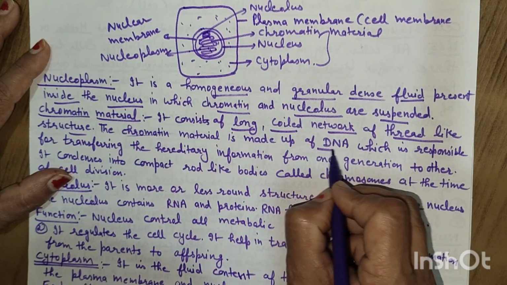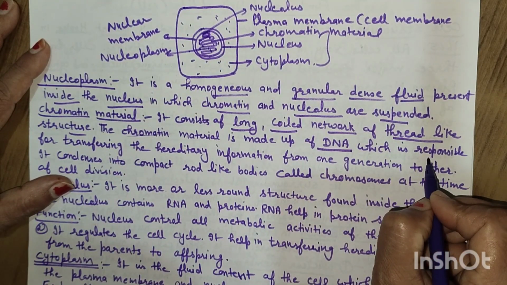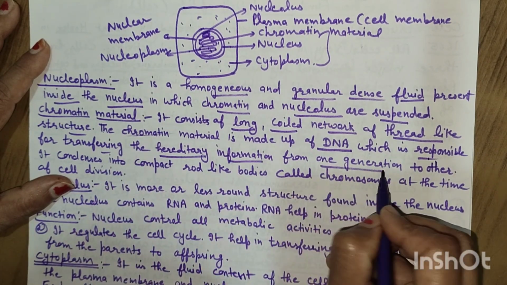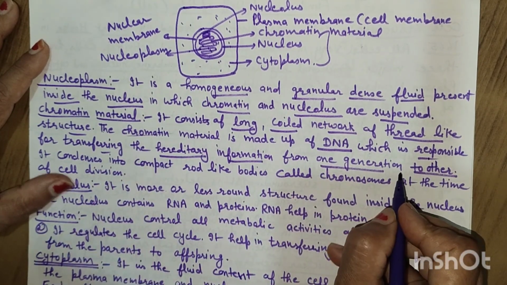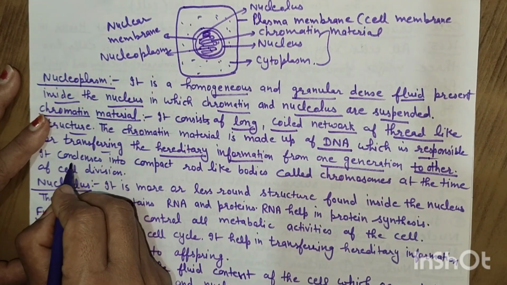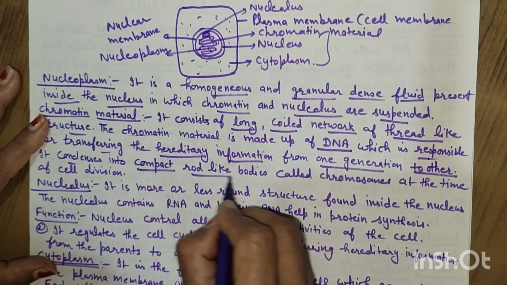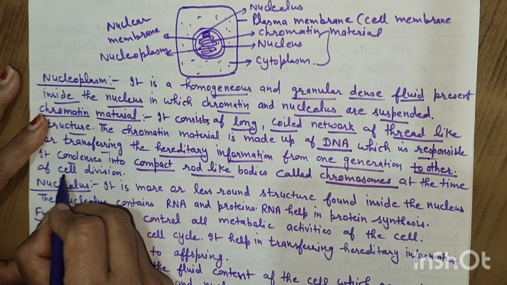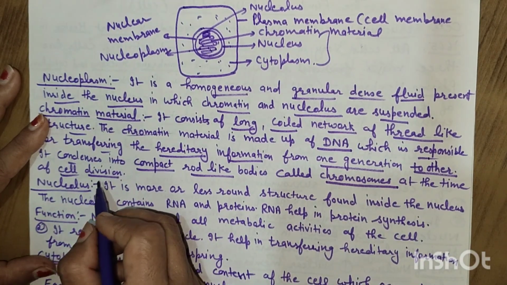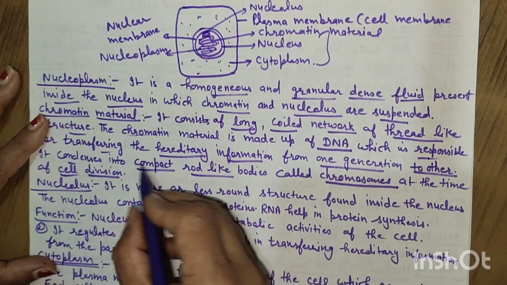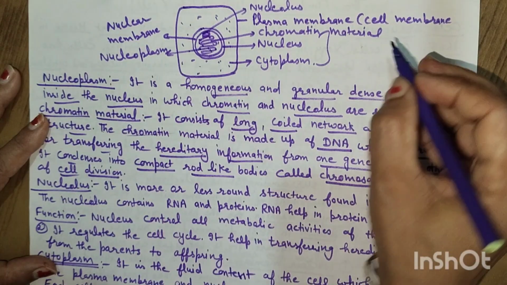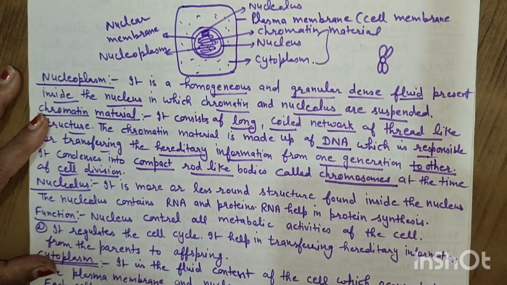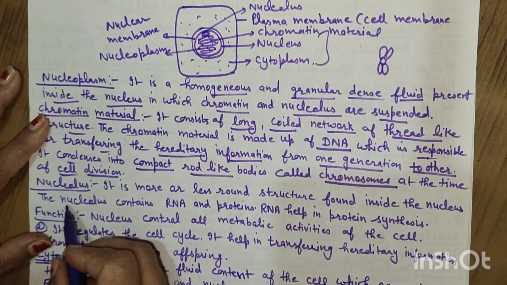Chromatin material is made up of DNA, which is responsible for transferring the hereditary information from one generation to another, or from parents to offspring. It condenses into compact, rod-like structures called chromosomes at the time of cell division. When the cell starts dividing, this thread-like structure condenses into a rod-like structure. These are called chromosomes.